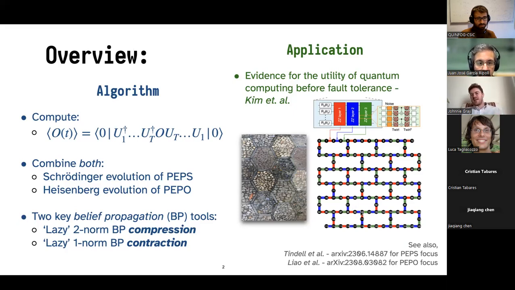There's now been many papers simulating this. I've just noted two particular ones here, which are related. One is a pure PEPS, and one is a pure PEPO simulation. I should say I'm assuming some familiarity with tensor network stuff here, but do please jump in with any questions or clarifications you have as we go.